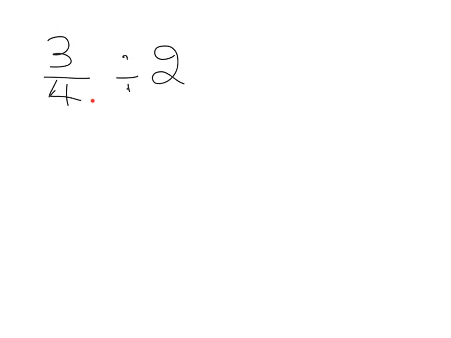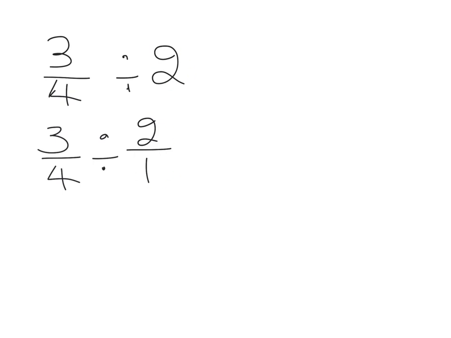Okay, we're going to do 3 over 4, and we're going to divide it by 2. Right, this is not a fraction. If we want to change a whole number into a fraction, we're going to put it over 1. Okay, so we've changed our 2 to 2 over 1. Hasn't changed it. We've just changed a whole number into a fraction.